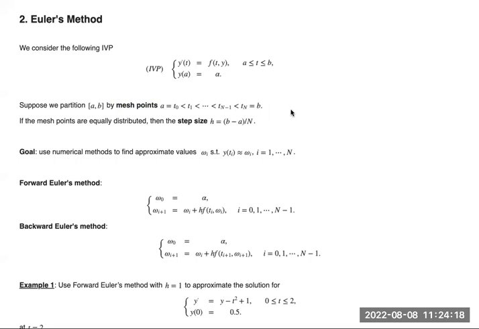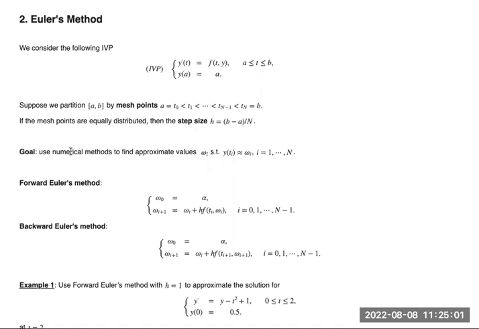The distance between neighboring mesh points is called the step size. If you choose these points equally spaced, then the step size is the length of the range divided by the number of points. So you have n+1 points, and you divide by n because there are n cells in between n+1 points. That's the step size. Those are the jargon terms we are going to use for numerical simulation.